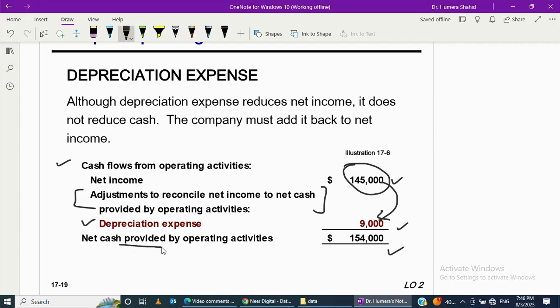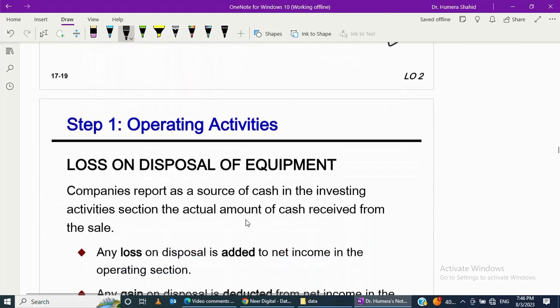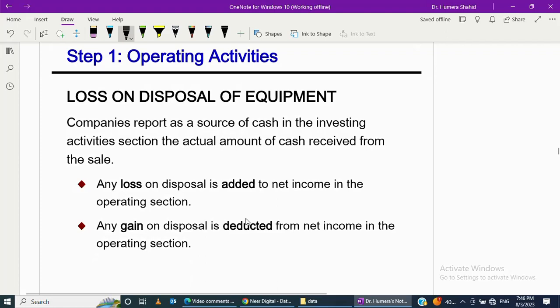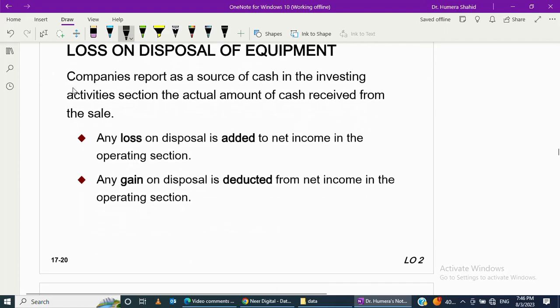Why? Because the answer is positive. This is an inflow, this is also an inflow, because we first subtracted it, now we are going to add it back, right? But this is not it, we have many other things. So the second thing is loss on disposal of equipment. Why do we write the title loss? Because in this income statement there is a loss, but in other balance sheets or in other companies, you can have gains as well. So we will discuss both of them now.